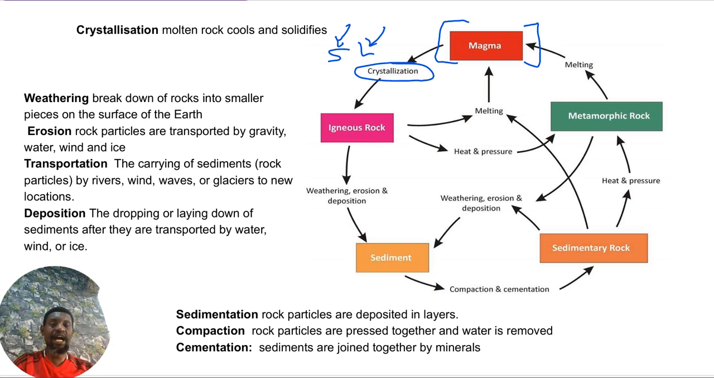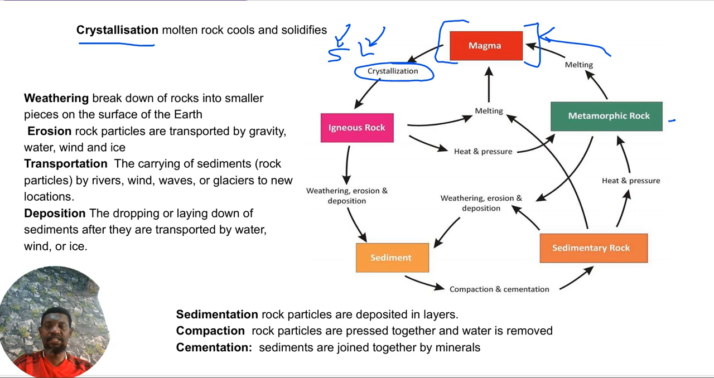When it cools very slowly, it gives rise to large crystals. Now, how is magma formed? Magma is formed from melting. So if metamorphic rock melts, it gives you magma. If sedimentary rock melts too, it gives you magma. Other igneous rock can also melt to give magma. So this magma, once it erupts and solidifies through crystallization, gives you igneous rock. Crystallization is when molten rock cools and solidifies.